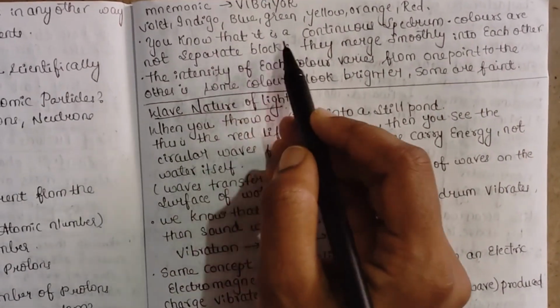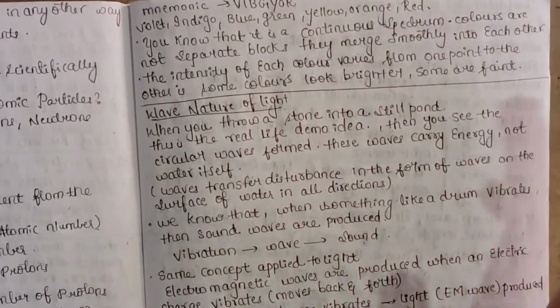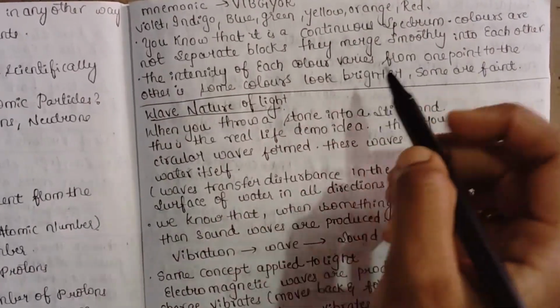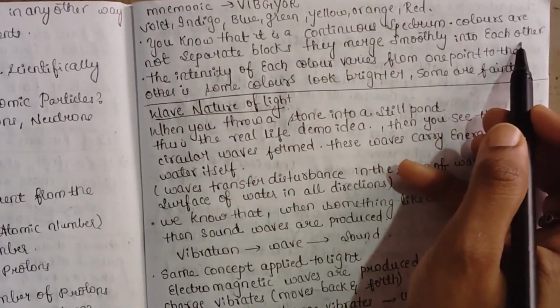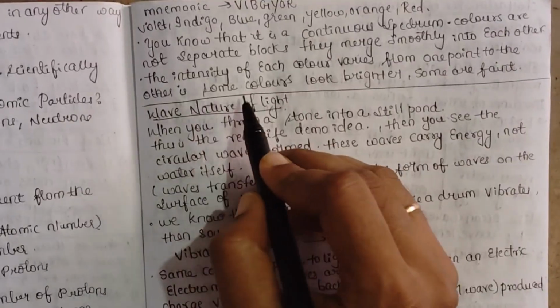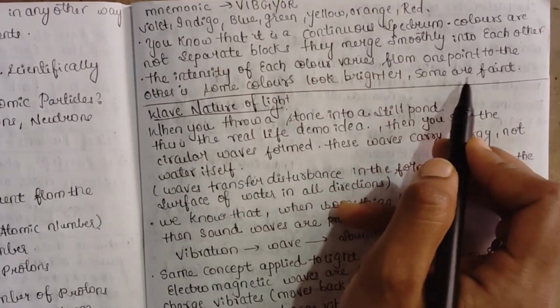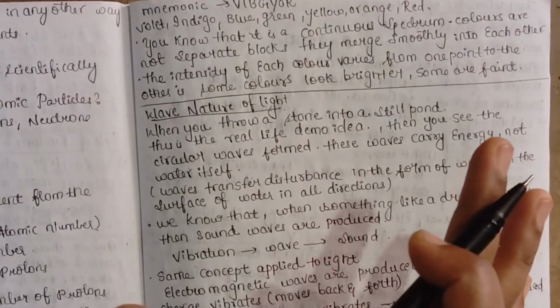Okay, you know that it is a continuous spectrum. It means the colors are not separate. They merge into each other smoothly. The colors are not separate blocks. The intensity of each color varies from one point to the other. Some colors look brighter and some are faint. We see some colors are bright in the rainbow and some colors are faded.